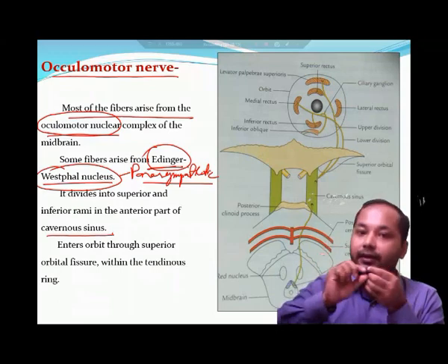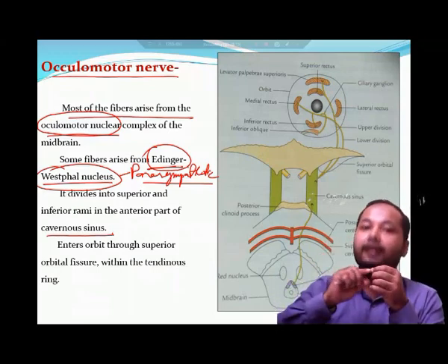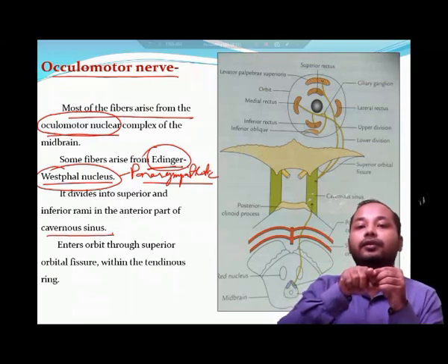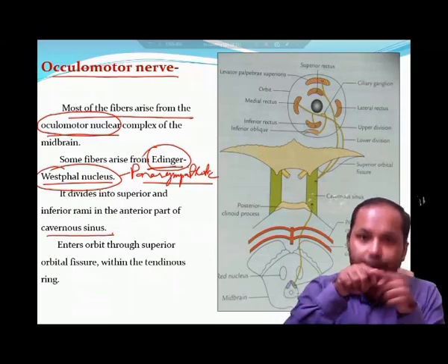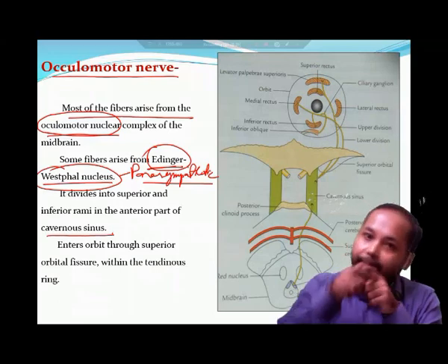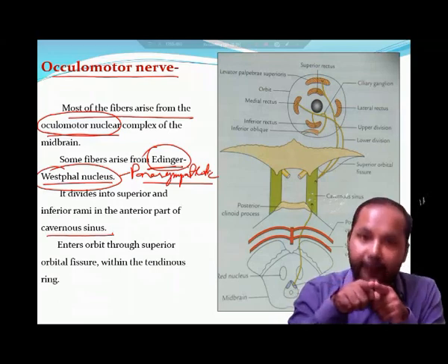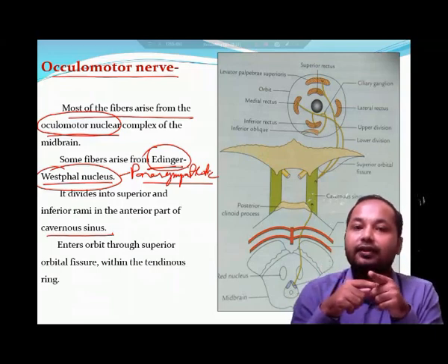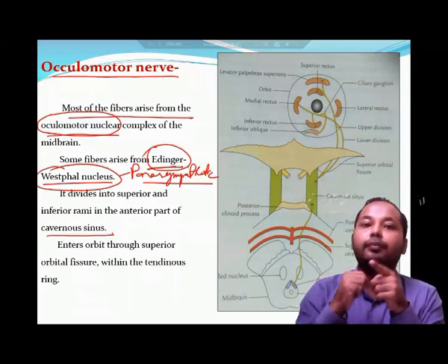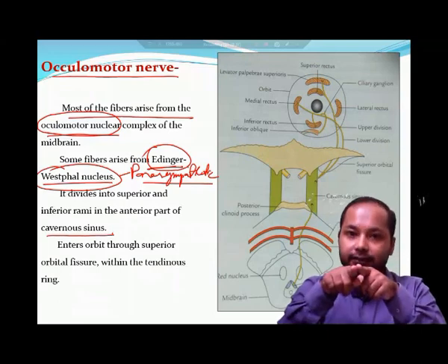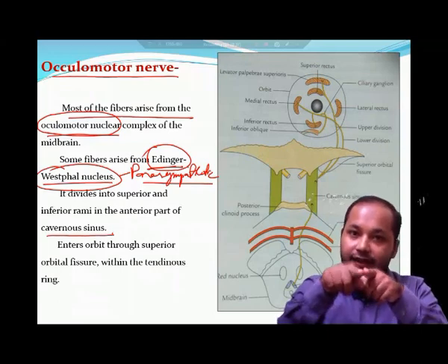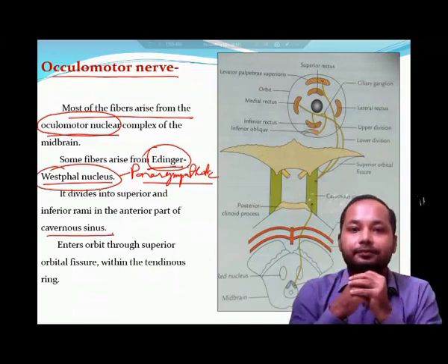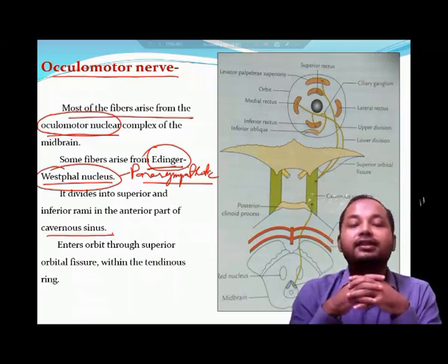So superior cerebellar artery and posterior cerebral artery, those are close to when it is just emerging out of the midbrain. When it advances forward, it is going side by side to the posterior communicating artery, which is a branch from the internal carotid artery, which is coming backwards. Okay, so when it follows, it enters inside the cavernous sinuses.